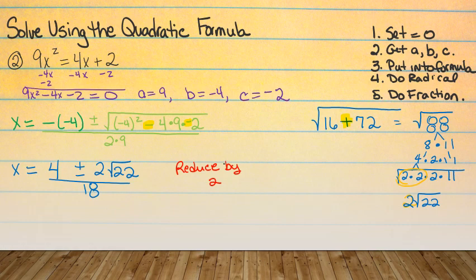All three of these numbers, let's get that right, all three of those numbers can be reduced by 2. Ignore the radical. You cannot touch the radical. So I reduce all those by 2, and I get the final answer of 2 plus or minus 1 square root of 22 over 9. And again, I don't need that 1, and that's my final answer.